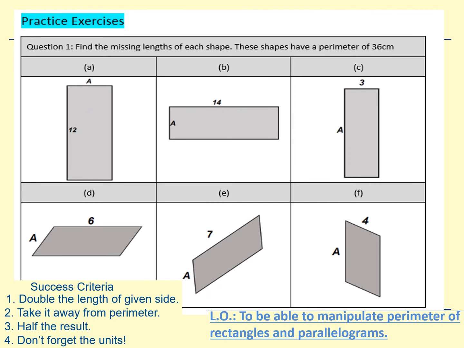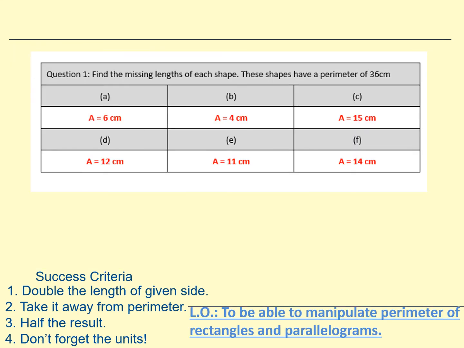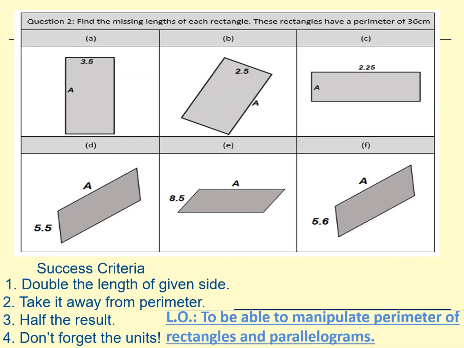Now, to consolidate what you've just learned, complete this practice exercises. Pause this video and have a go. And here are the answers. If you have all 6 of them correct, well done. And now we've got question 2. Pause this video and find the missing sides. Each of those rectangles and parallelograms have a perimeter of 36 centimeters.